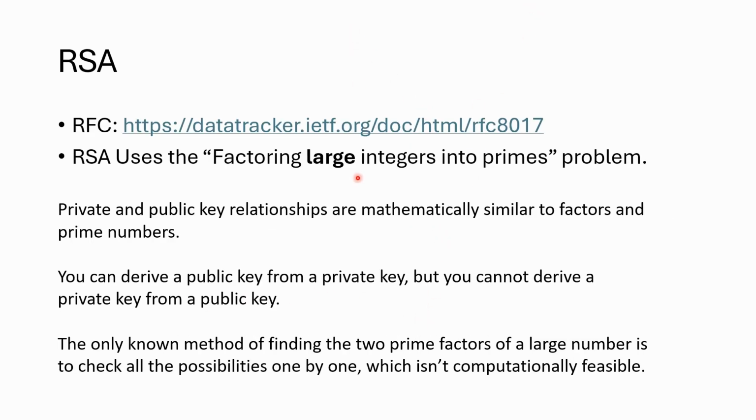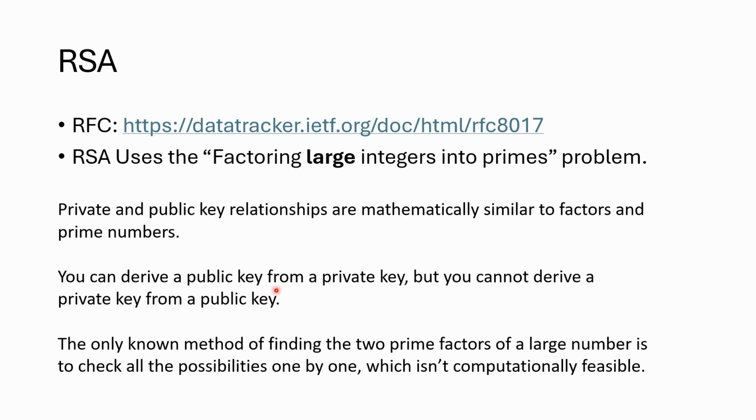So this whole factoring large integers into primes relates to RSA, and here's the RFC, the request for comments, if you want to go read that. There's some good information there if you're a math nerd. Private and public key relationships are mathematically similar to factors and prime numbers. So if you have the public key, you're not necessarily going to know what the factors are. The factors are the private key. So that's how this works. It uses that principle. There's a lot more to it, but that's boiled down what it is.